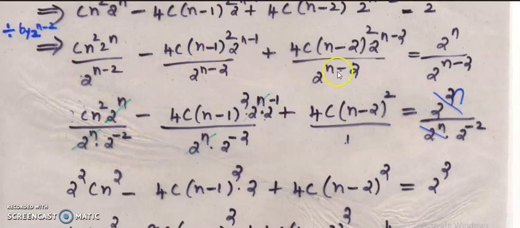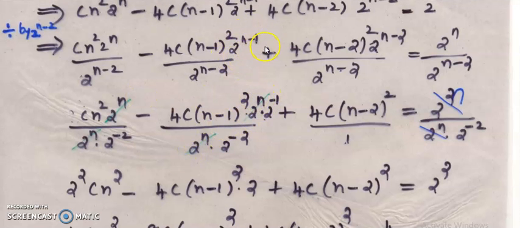Each and every denominator can be split as 2^n, 2^-2. And here you can cancel, okay. 2^(n-2) and 2^(n-2) will be cancelled, so you have 1 here. Here you can split 2^n, 2^-2. Now in the next step, this 2^n will be eliminated, also this 2^n.